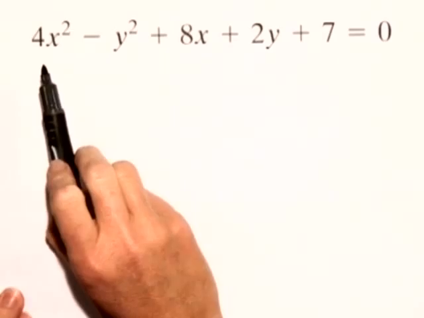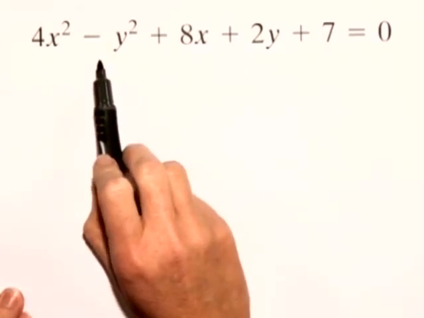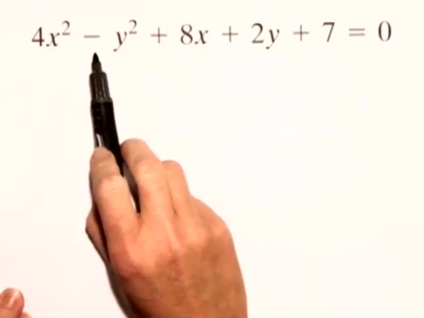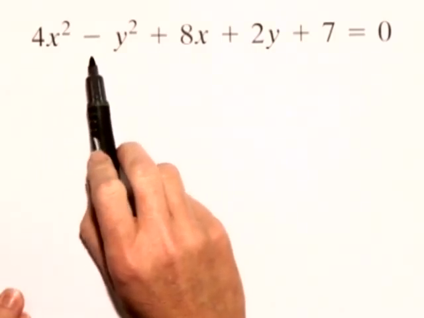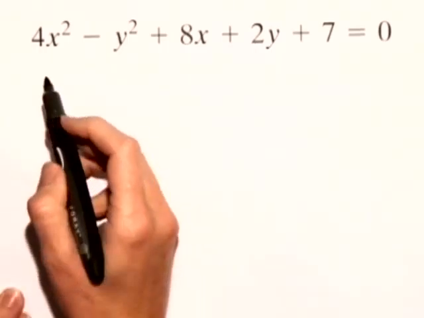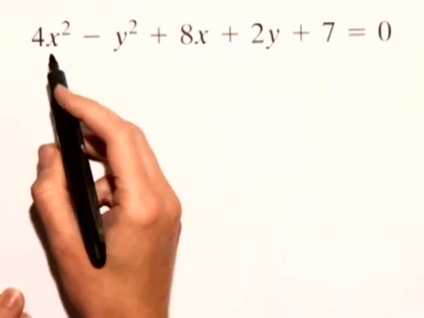And let's notice that we have the x squared and the y squared term on the same side of the equation. One has a positive coefficient, the other has a negative coefficient, so this indicates that it's a hyperbola. So we're going to put it in standard form by completing the square.